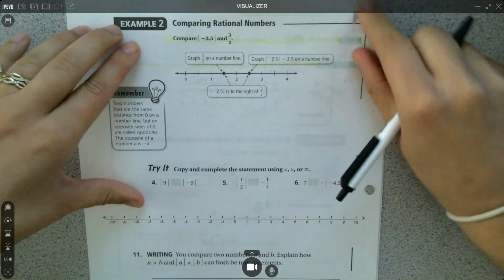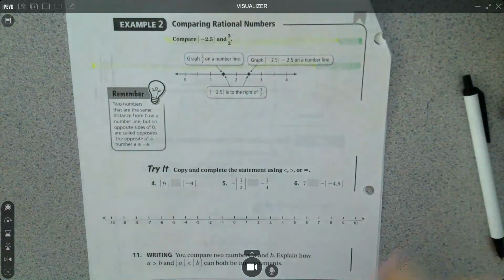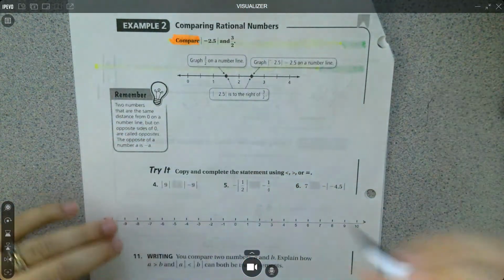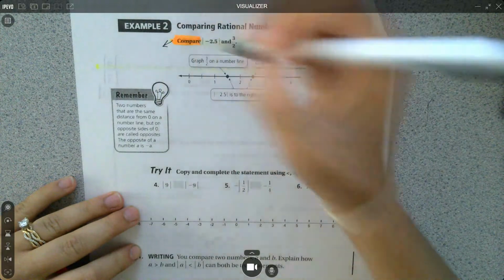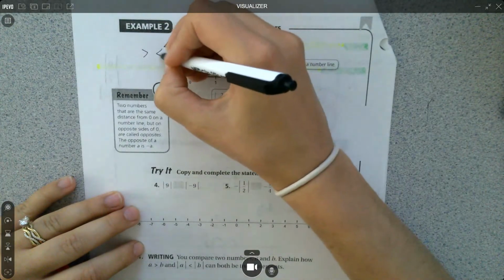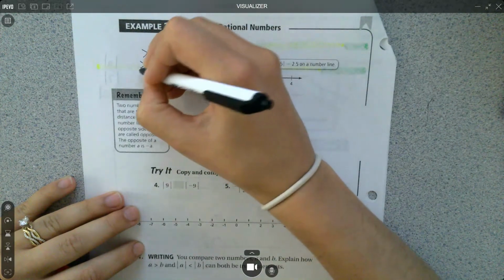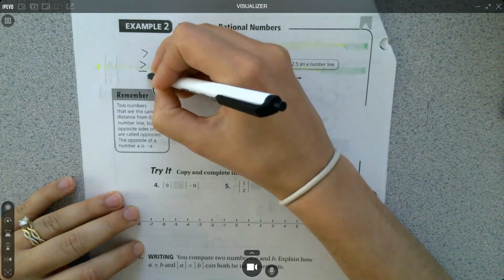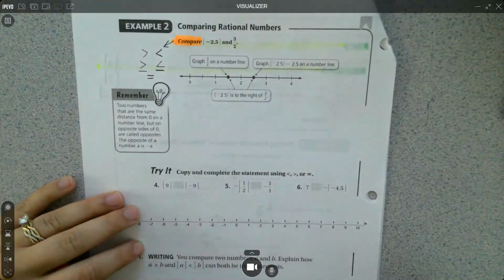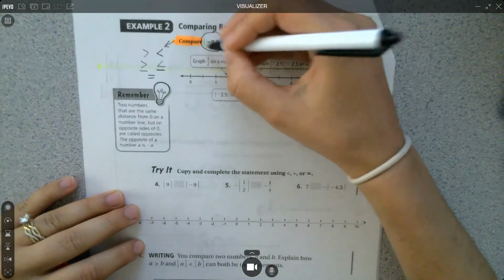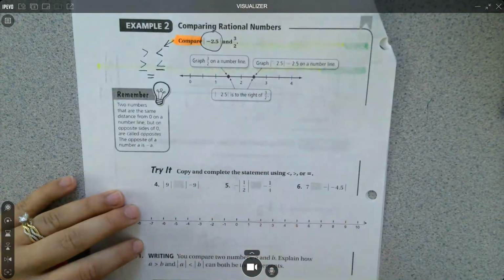On this next one, it says comparing rational numbers. So we are going to compare. I'm going to have you highlight that in orange because that's an important word for us too. When we are asked to compare, they're going to want us to use our inequality signs or equal sign. So they want to know, is it greater than or less than? Greater than or equal to, less than or equal to, or maybe it is equal. And they want us to compare the absolute value. Notice again, we have our bars. That's how we know it's absolute value.